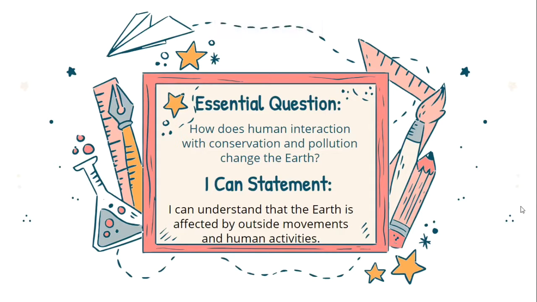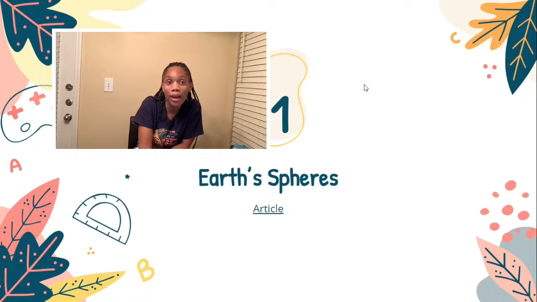Essential question. How does human interaction with conservation and pollution change the Earth? I can statement. I can understand that the Earth is affected by outside movements and human activities. First, we are going to talk about Earth's spheres. There are 4 of them.